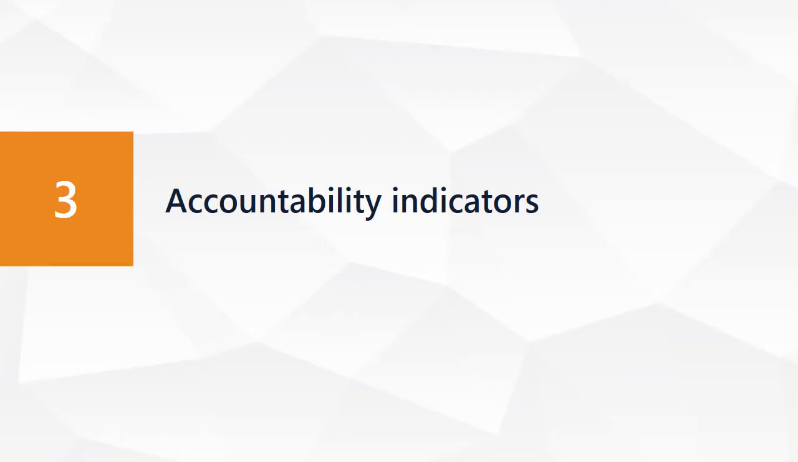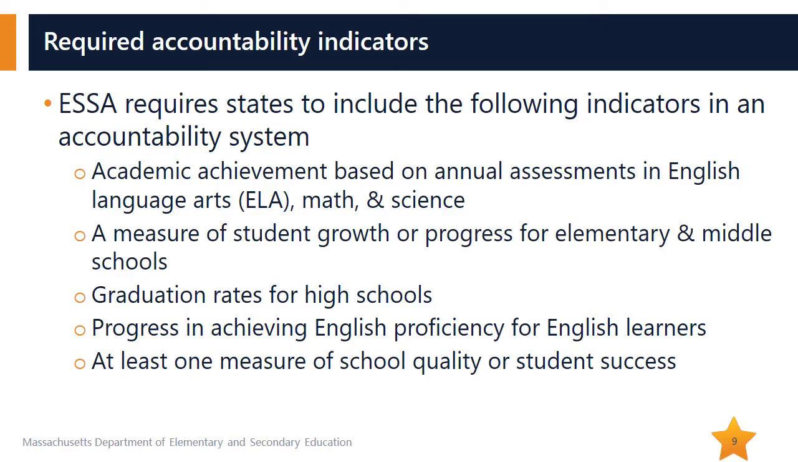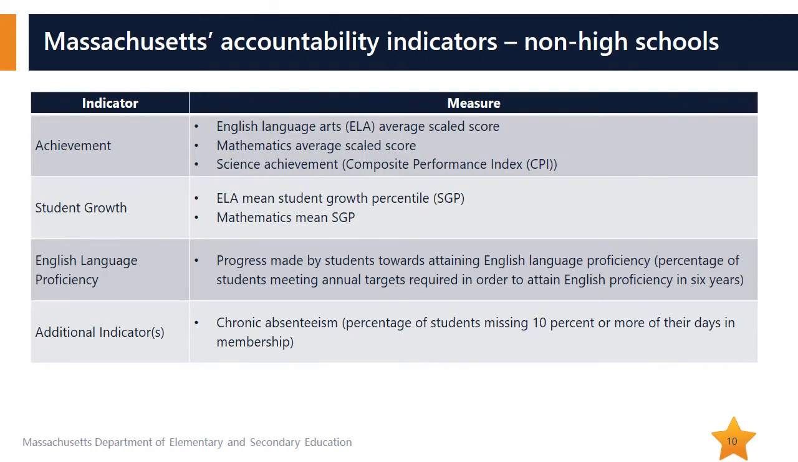Now, let's talk about the indicators that will be included in the accountability system. The Every Student Succeeds Act requires states to include certain indicators in their accountability systems. These indicators include, but are not limited to, achievement in English language arts, mathematics, and science, student growth, high school graduation rates, progress in achieving English proficiency for English learners, and at least one additional measure of school quality or student success.